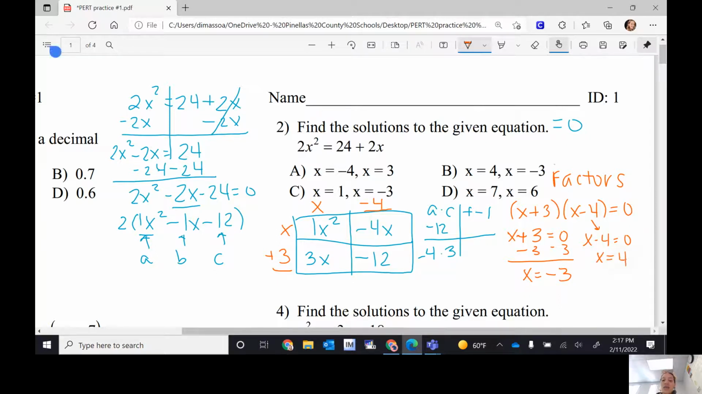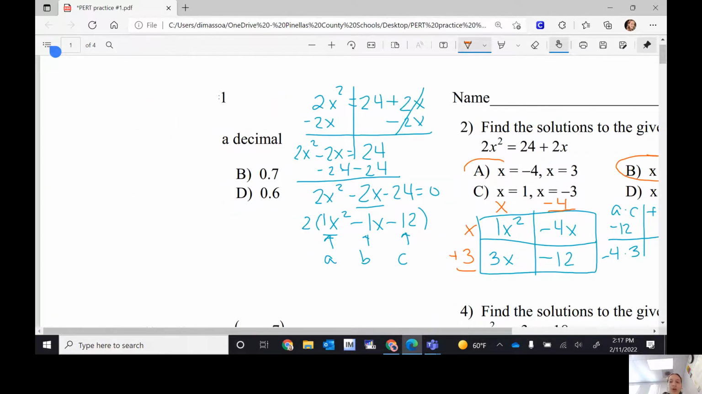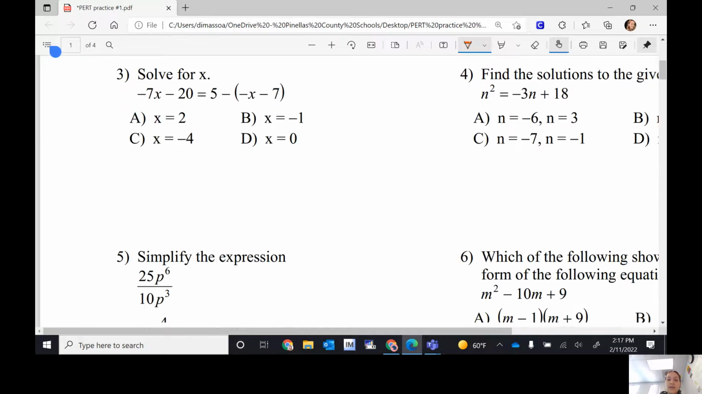So your solution for this one is -3 and positive. Oops, did I just circle the wrong one? Yes, I did. -3 and +4. My fault, sorry about that. Okay, there is your next equation for your solutions. Okay, let's go on down to the next one.